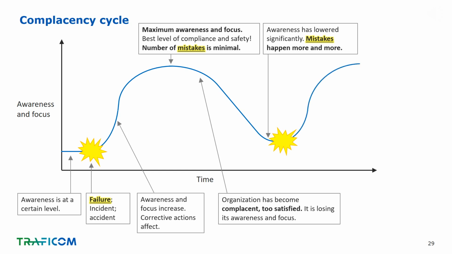So the complacency more or less goes in cycles. Awareness and focus go up and down. The period of the cycle may be even years. Complacency cycle is at different phase for different processes. An organization may be at the maximum awareness level for one process, but may be at the minimum awareness for some other processes. Complacency cycle is natural to us humans.